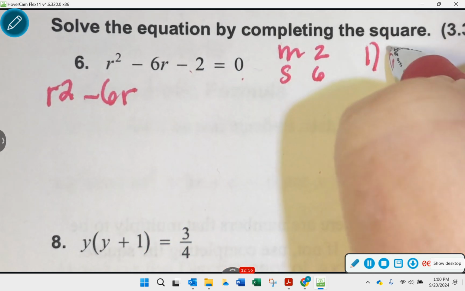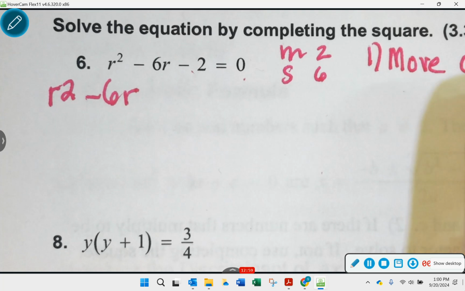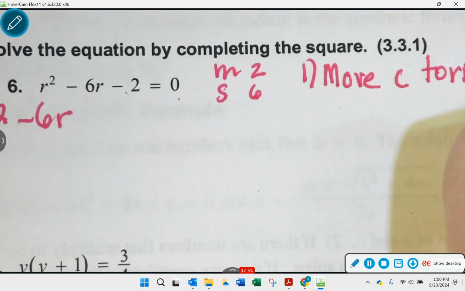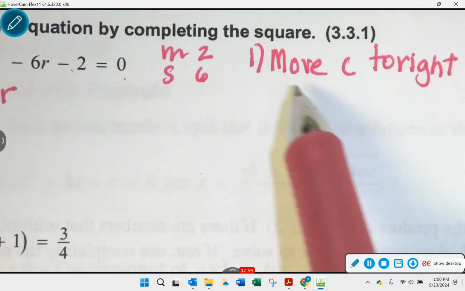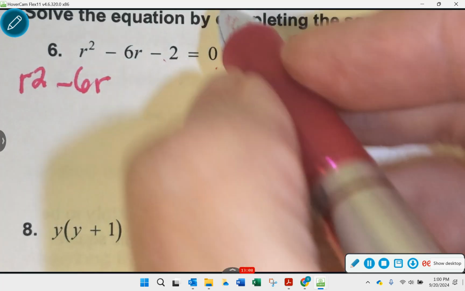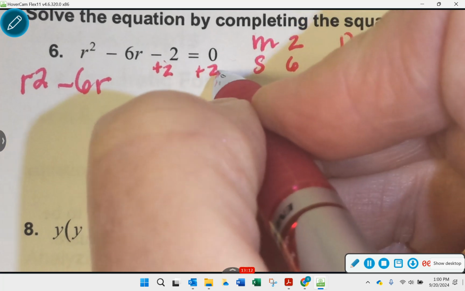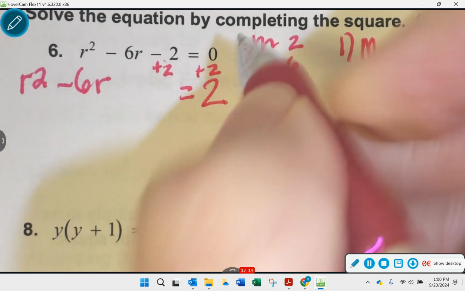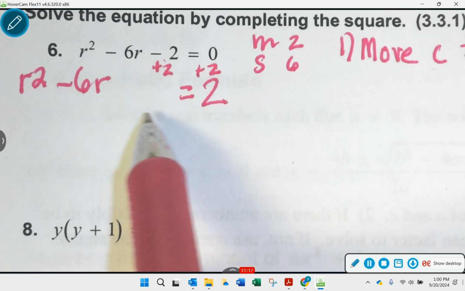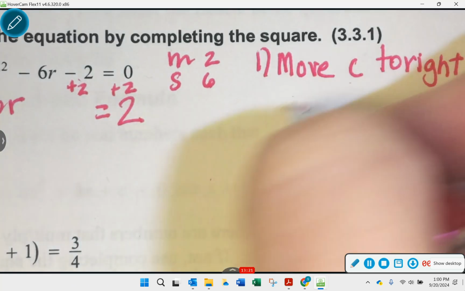So the first thing we're going to do is move C to the right. Okay, so I have to move it to the right side. So I'm going to add 2 here and add 2 here. We're also going to leave a space here because we're going to complete the square.